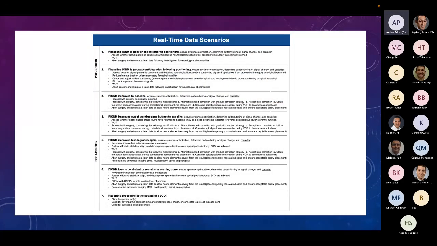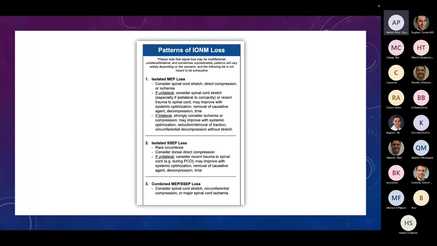They also give you a set of real-time data scenarios. What if your intraoperative neuromonitoring improves but then degrades again? What are things that you can do to address each of those? And then the different types of patterns of intraoperative neuromonitoring loss: if you just lose your MEPs, if you just lose your SSEPs, or if you lose them both together, and what might be occurring at that time.